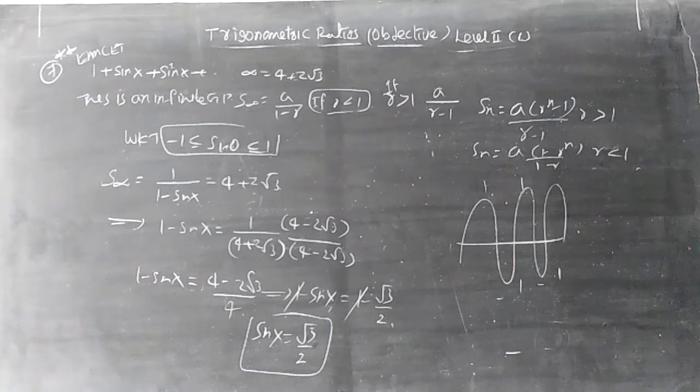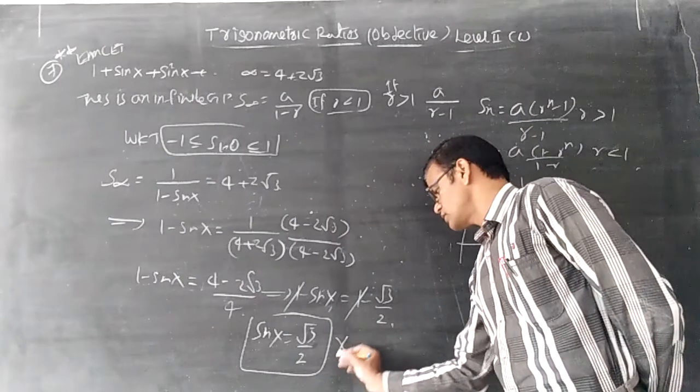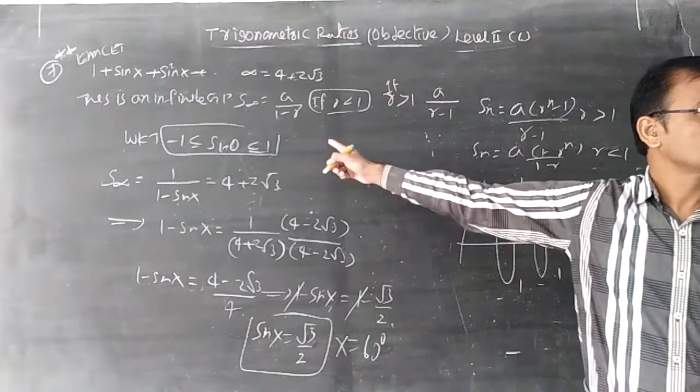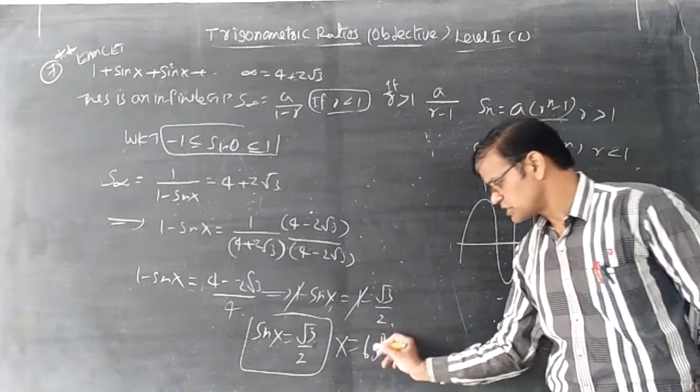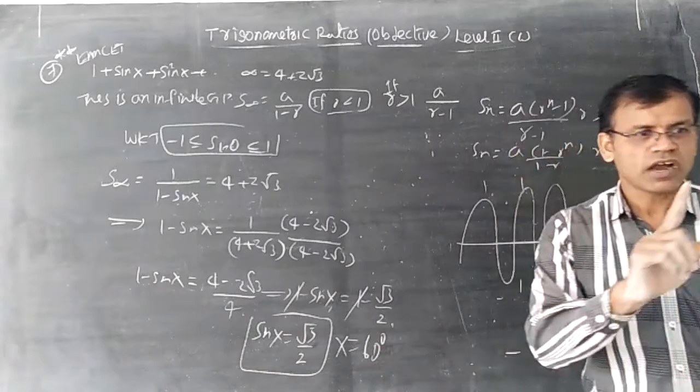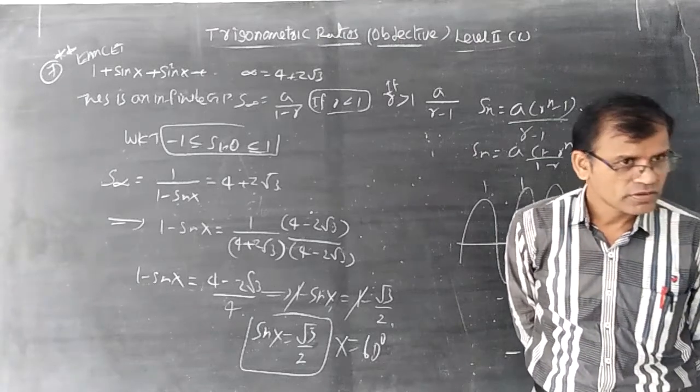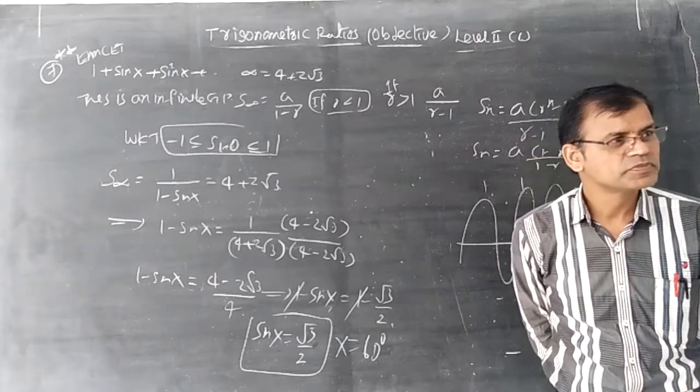For how many degrees is sin x equal to root 3 by 2? x is equal to 60. That is the point where you get root 3 by 2. x equal to 60. I think in the options not only 60 will be there; another value is also given. How?